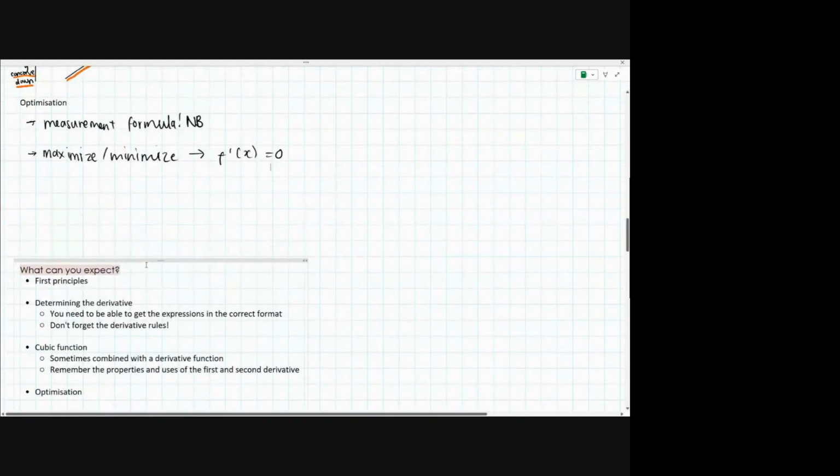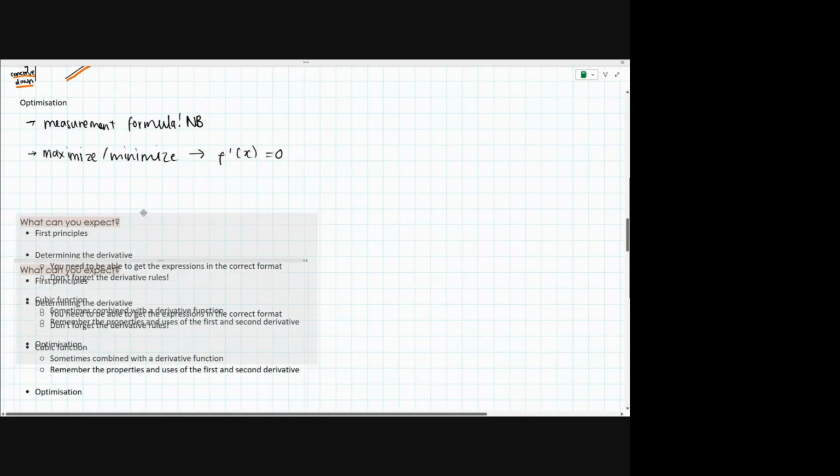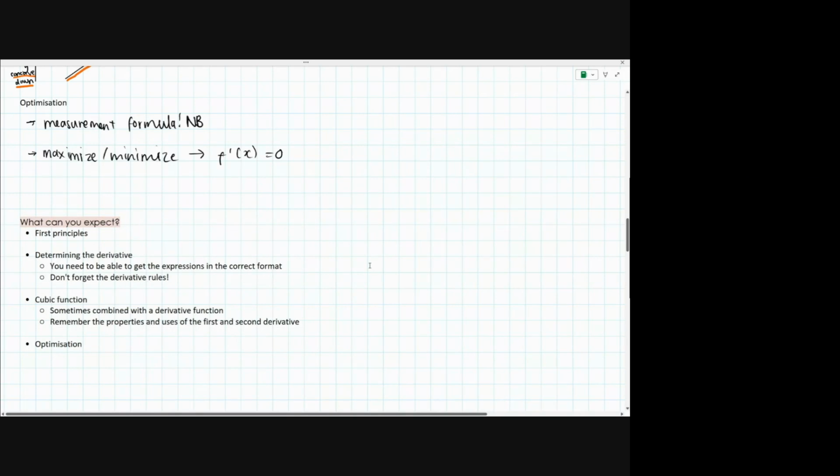What I am going to make a point of is the questions that you can expect. I've already gone through some of these. You're going to be asked a first principles question, 4 to 6 marks. Make sure you can use first principles. You're going to be asked to determine the derivative, where you're examined on the formatting and the application of the rules. So both are there.